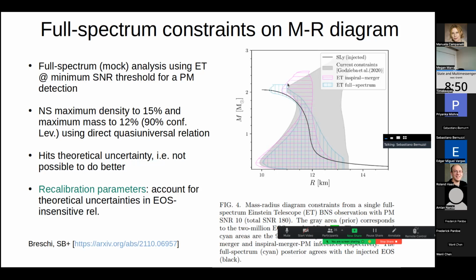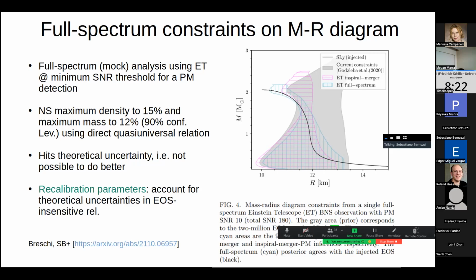But you see also that, of course, the black one is the right signal. In this case, this is an injection, a fake mock experiment. But you see that this magenta area doesn't really capture the maximum mass of the real injection, of the real signal.